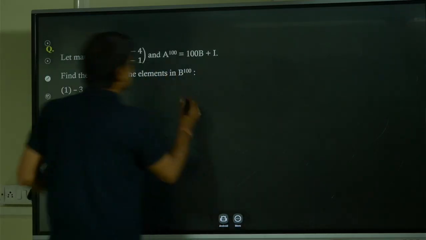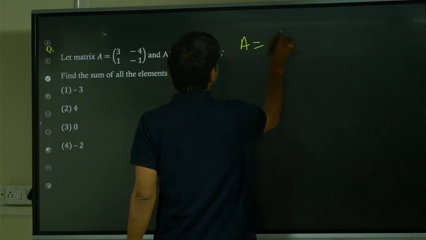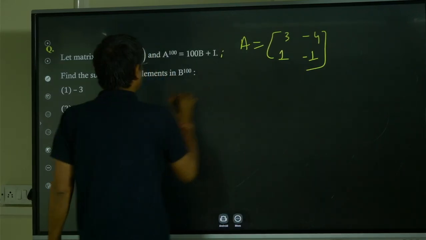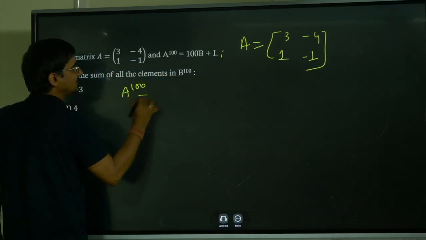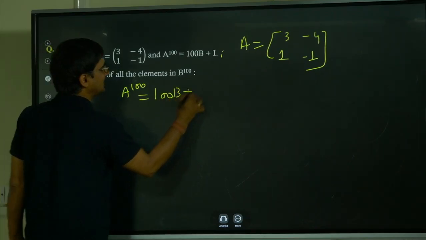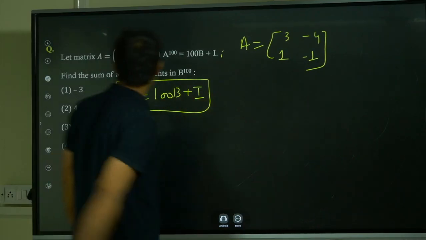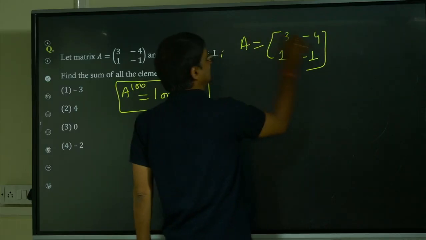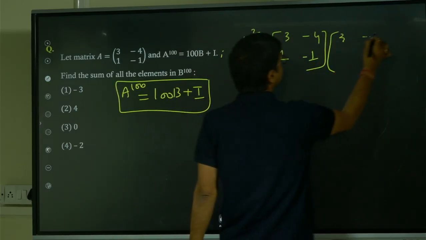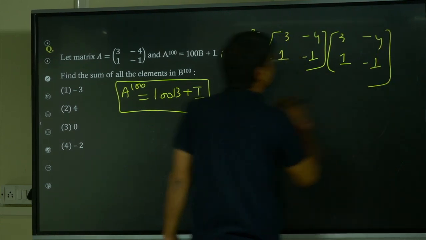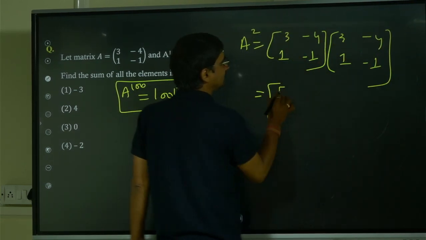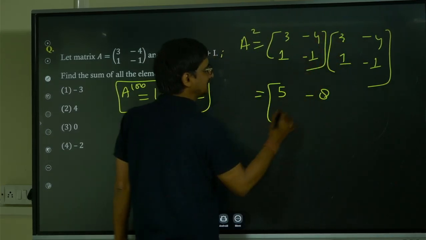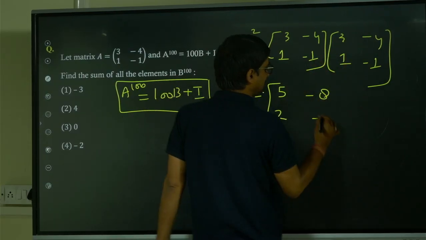Now coming to this one, A is given to be [3, -4; 1, -1]. We need A to the power 100, which is 100 times matrix B plus the identity matrix. Then we have to find the sum of all the elements in B raised to the power 100. To get A to the 100, I will go for A square. So 9 minus 4 is 5, minus 12 plus 8 is minus 4, 3 minus 1 is 2, minus 4 plus 1 is minus 3.